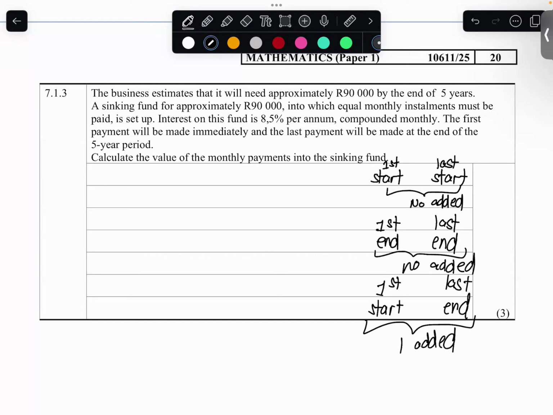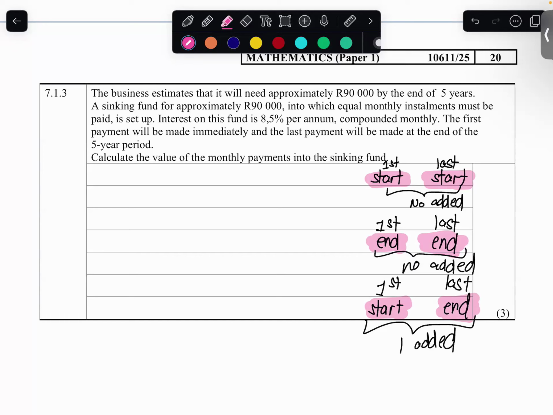Depends on the scenario, obviously. But in this case, this is the basics, right? Start and start, no added payment. End and end, no added payment. Start at the start of a month and end at the end of the last month, that's an added payment.